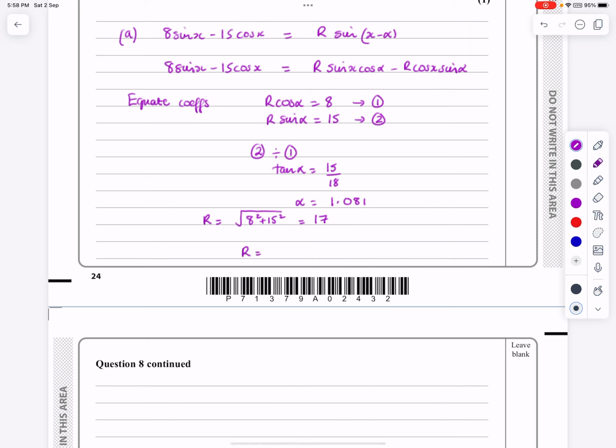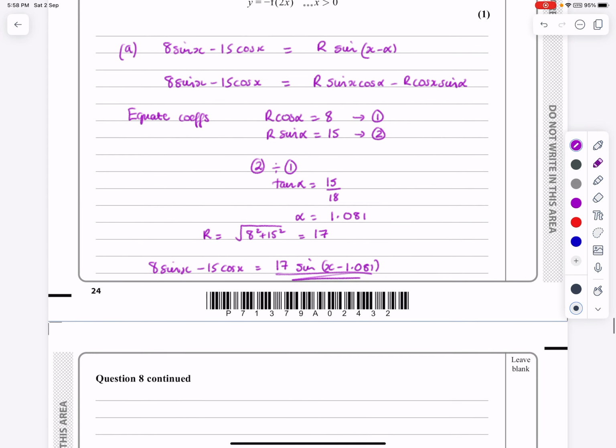So then, write it in the format that we wanted. 8 sine x minus 15 cos x is equal to R sine x minus alpha, so 17 sine x minus 1.081. So we've now written it in the format that we wanted to have. Absolutely fantastic.